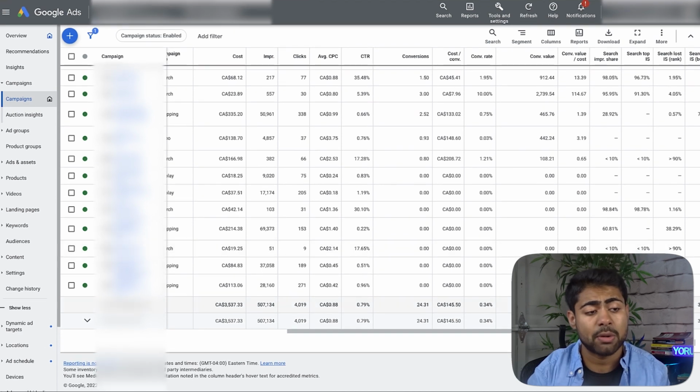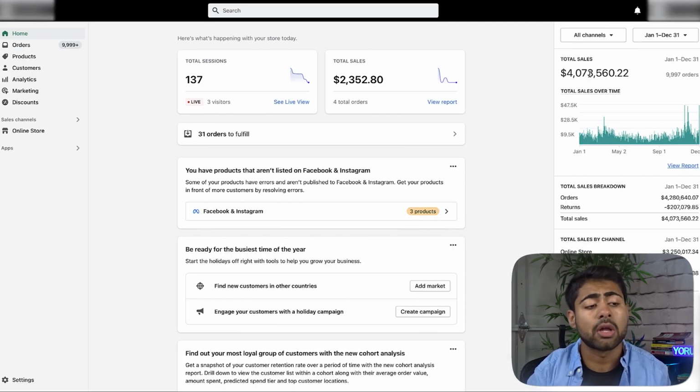If we look at the analytics right now, we can see that just this last year alone, this e-commerce brand, from 95% Google Ads, was able to cross $4 million.